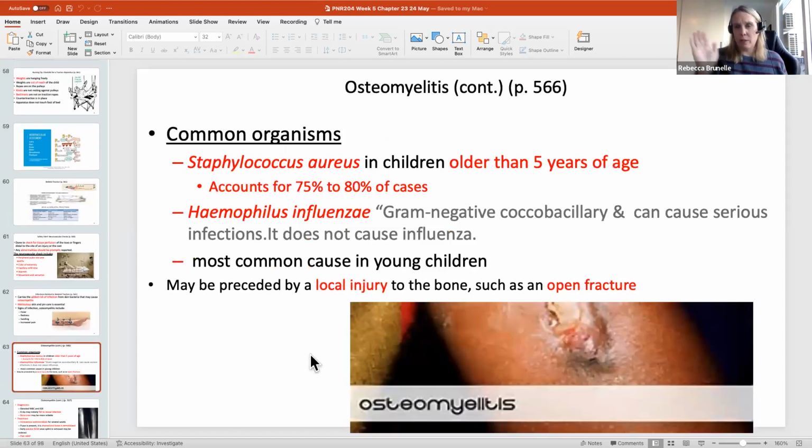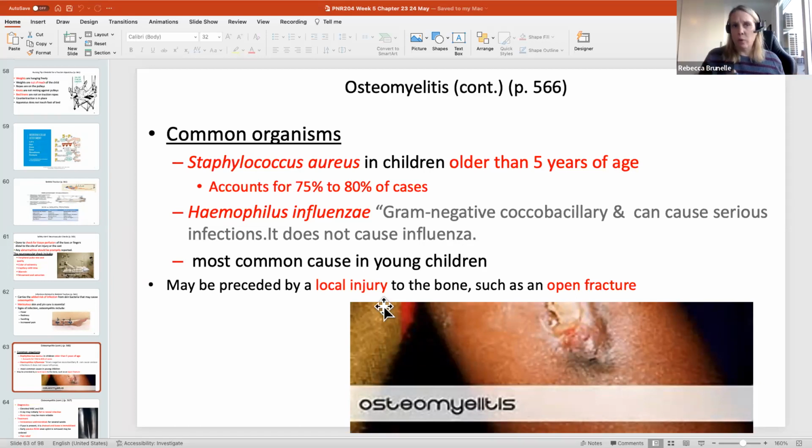So osteomyelitis, way back at the beginning of the presentation, we talked about the CBC and the ESR. So this is the condition. If you were trying to determine if a child had osteomyelitis, you would likely send a CBC and an ESR. So this is going to be an infection in the bone.